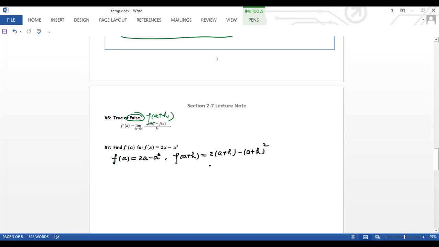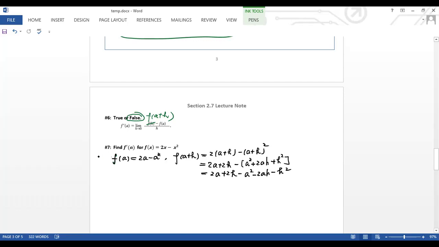This is really just testing your algebra skills. So you FOIL it: 2a plus 2h. Then you FOIL this one: a squared plus 2ah plus h squared. And now we have 2a plus 2h minus a squared minus 2ah minus h squared.